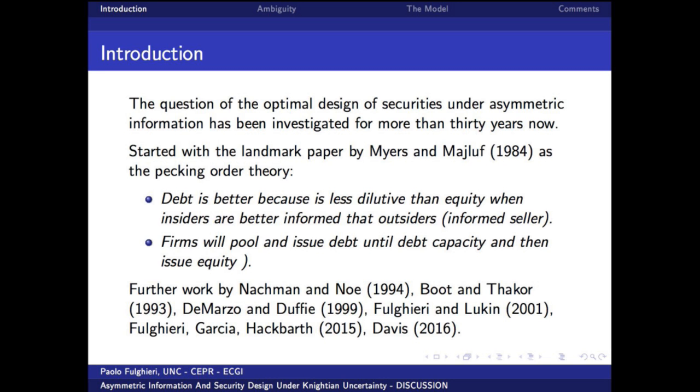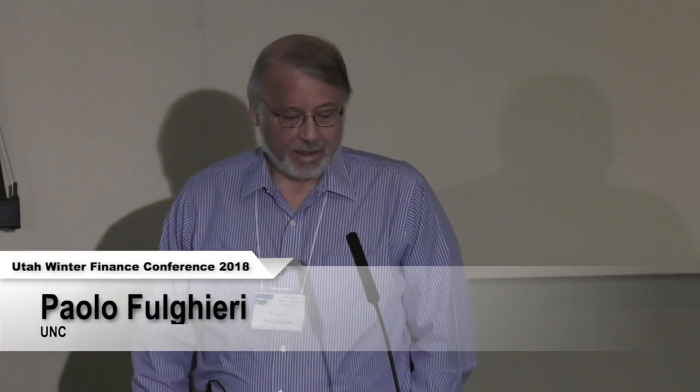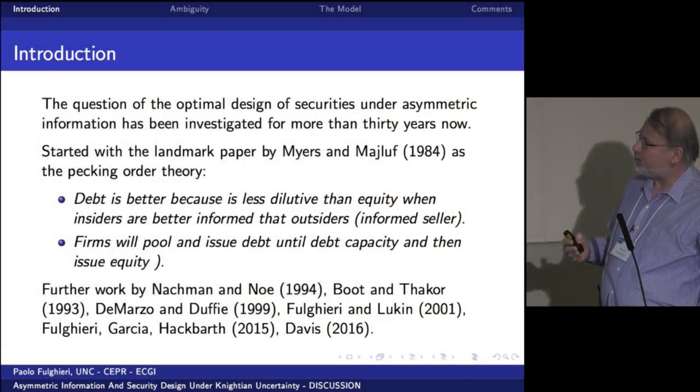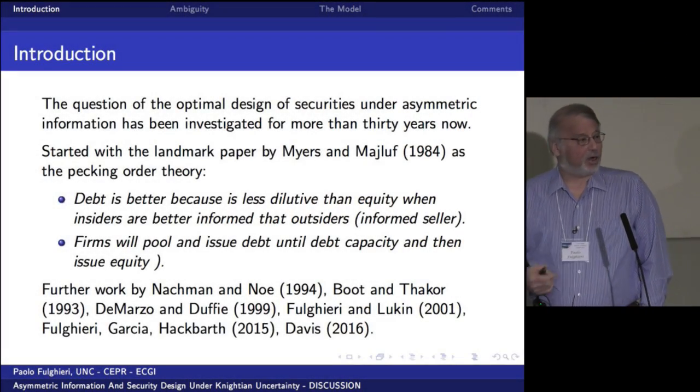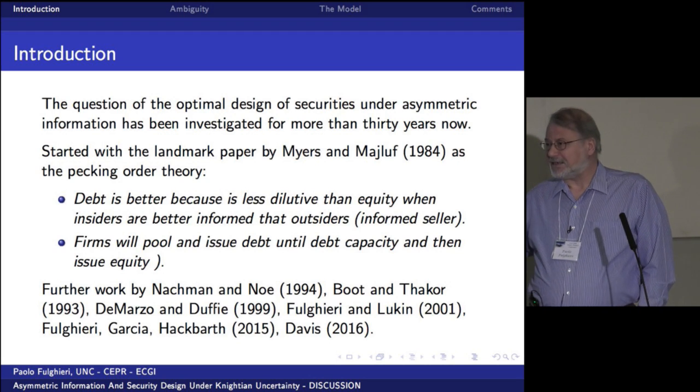This is a fascinating paper along very many dimensions, and it's a very rich one. It addresses a very fundamental question in corporate finance, which is what is the optimal design of securities under asymmetric information, a question that was raised by Myers and Majluf in 1984, and we're still debating this question. The intuition behind Myers and Majluf, as we know, was that debt is better because it's less sensitive than equity when insiders are more informed on the value of the securities than the outsiders. This is the informed-seller problem.